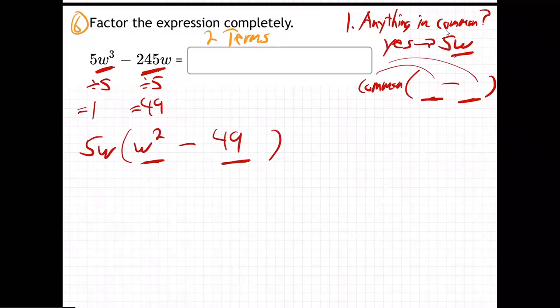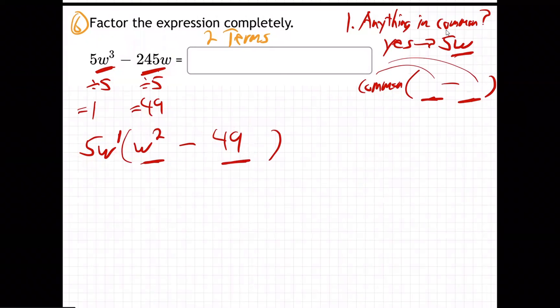All right, let me pause there for a minute and make sure you see that that is true, right? 5W times W squared will go back to 5W cubed, right? Because there's an invisible 1 power. I'll make it visible on that W, right? So you don't need to show it, but I'm just trying to be clear. These guys will multiply to go back to 5W cubed, won't they? And these guys will multiply 5 times 49. You can check it on your calculator. And the W, 5W times 49, to go back to 245W.